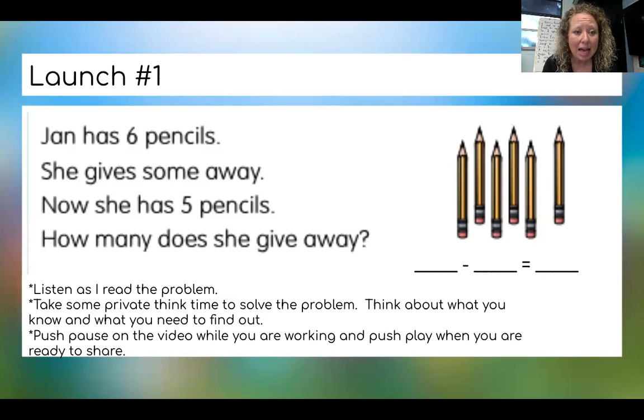Jan has 6 pencils. She gives away some. Now she has 5 pencils. How many pencils does she give away? Take some private think time to solve the problem. Think about what you know and think about what you need to figure out. Push pause on the video while you're working and push play when you are ready to share.